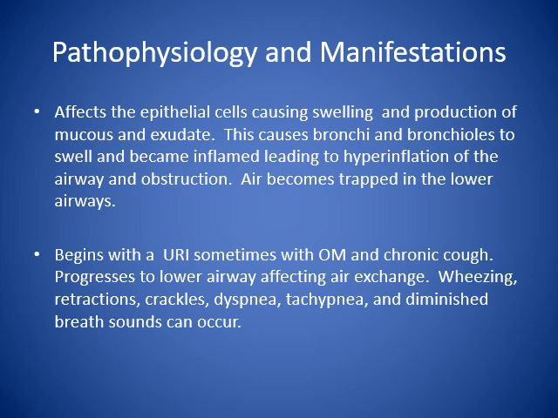Usually a child will begin with upper respiratory symptoms. They might have an ear infection, and then it leads to a chronic cough. It will progress in some children to lower airways, affecting air exchange. So wheezing, retractions, crackles, shortness of breath, and diminished breath sounds can occur. Sometimes children with repeated episodes of bronchiolitis may be more prone to developing asthma when they get older.